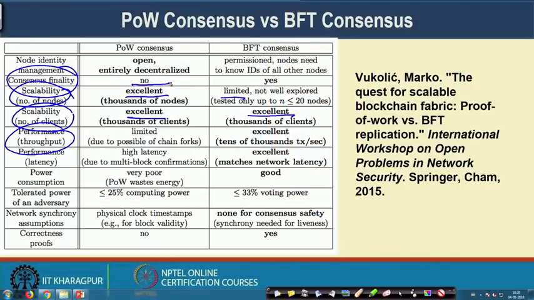Now, from this particular point, we have seen that there are two major shortcomings of proof of work based consensus protocol. The first shortcoming is in terms of consensus finality, which it does not support, and the second shortcoming is in terms of performance, where the transaction throughput is very limited.